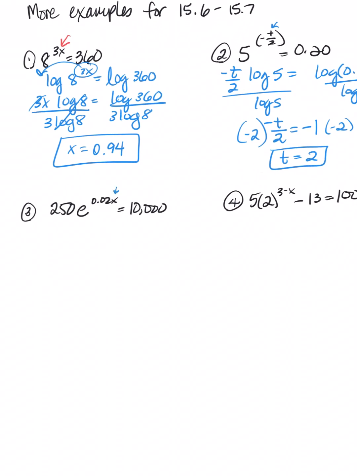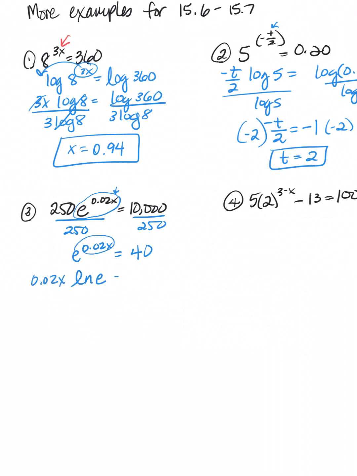Again, x is up in the exponent. Notice the base here is an e, so that's going to make us use the natural log. Before I take the logarithm though, I want to isolate whatever's being raised to the exponent. So I'm going to divide by 250, and I'll have e to the 0.02x equals, and this comes out to 40. Now I'm going to take the natural log of both sides and move the exponent to the front. Now the natural log of e is basically saying e to what power is e? Well, that would mean it's 1, right? So it cancels out.